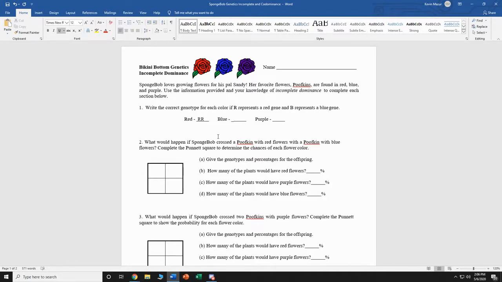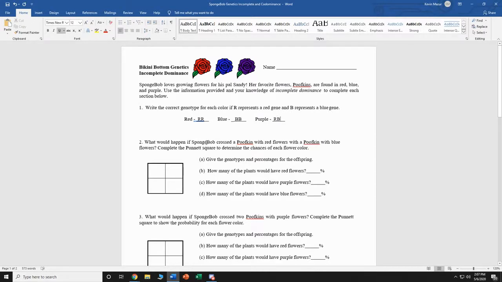And then I am going to write BB for blue, because you always have to have two alleles because you get one from your mom and one from your dad, and that's meiosis. For purple, remember, purple's a mixture of red and blue if you ever take an art class. So you're going to write RB because purple is a mixture of R for red and B for blue.